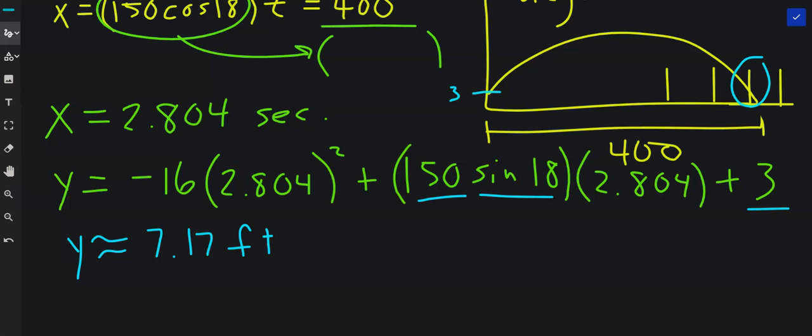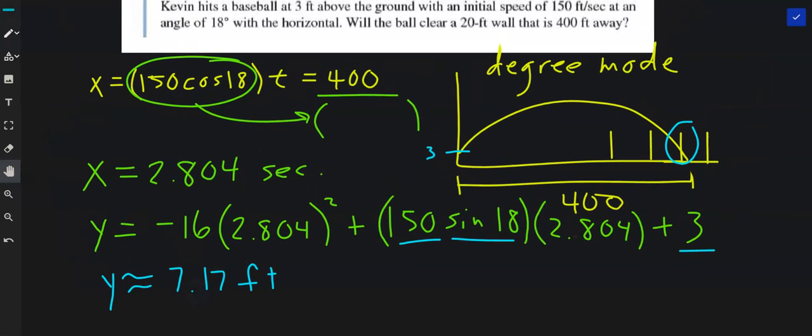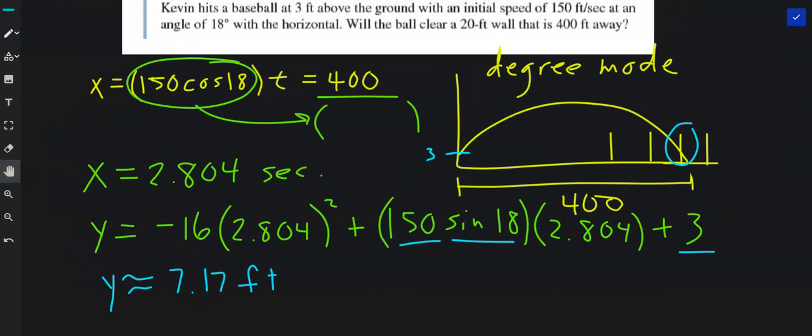Any questions about that? If you kind of follow my logic there, I used the x equation first to find the time. Then I plugged it into the y equation to figure out how far off the ground it was.